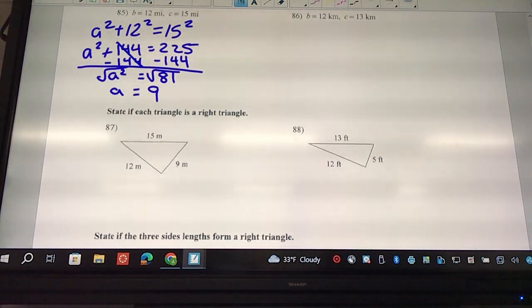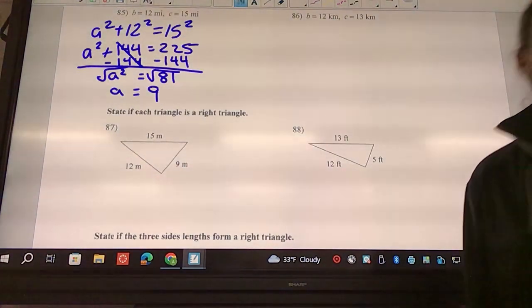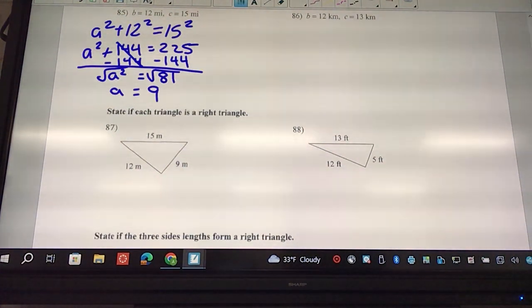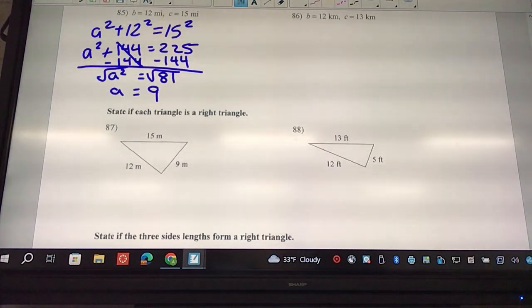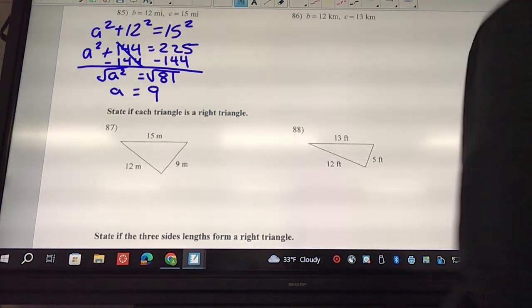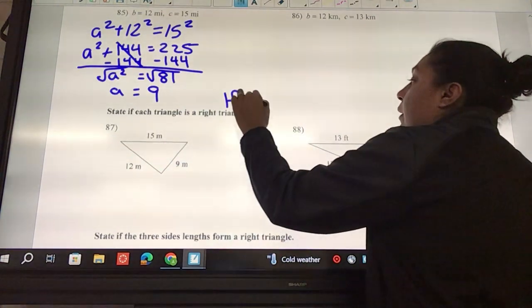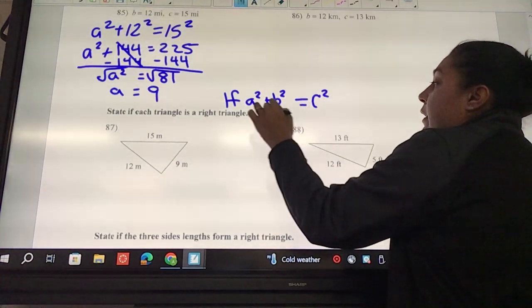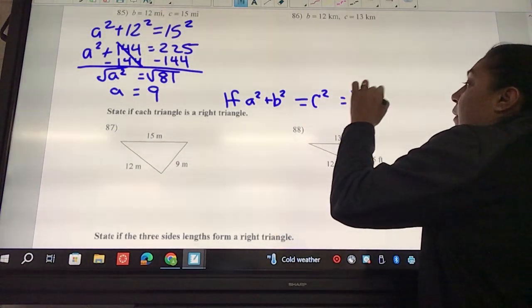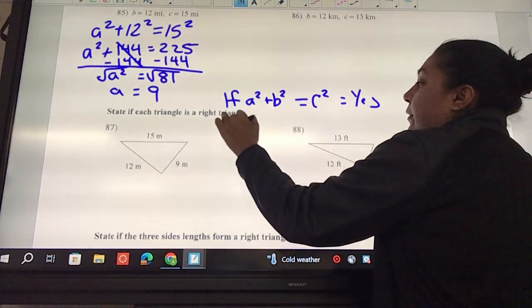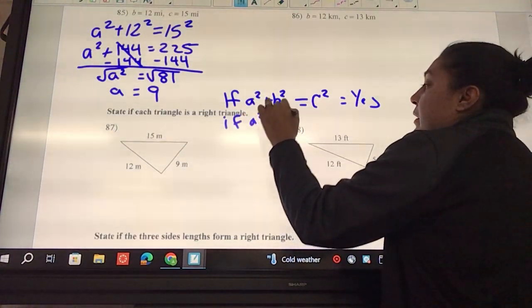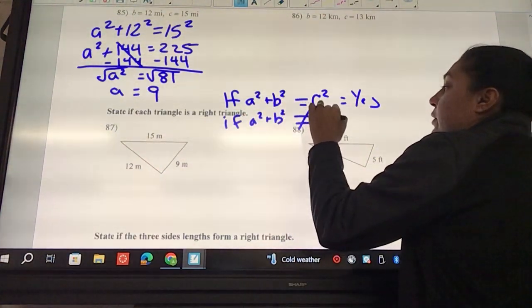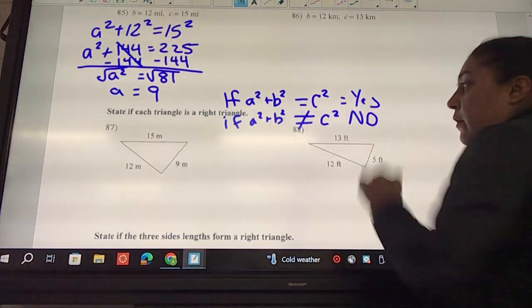Okay, state if each is a right triangle. How do you know if it's a yes or a no? If a squared plus b squared equals c squared, then it's a yes. If a squared plus b squared does not equal c squared, then it's a no.